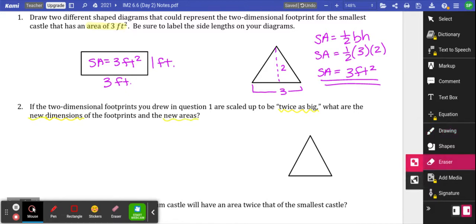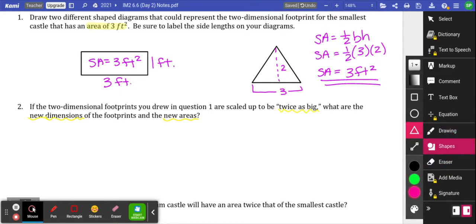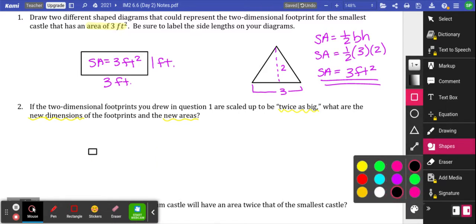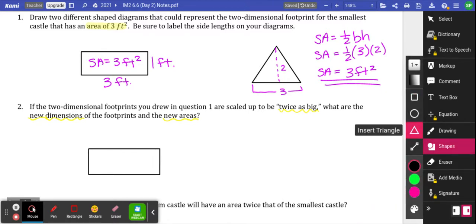So let me get rid of that real quick, and let me put in our 2 shapes. Now, even though we are scaling up, because we don't have a ton of space, I'm going to make the shapes look like they are about the same size, but the dimensions are obviously going to be different.